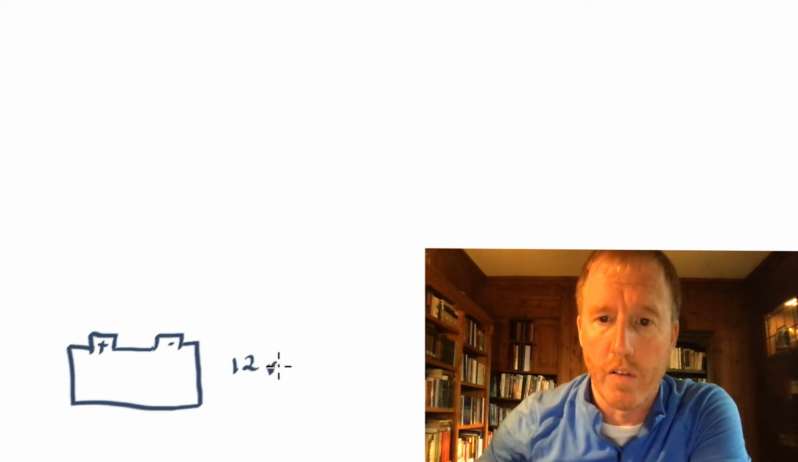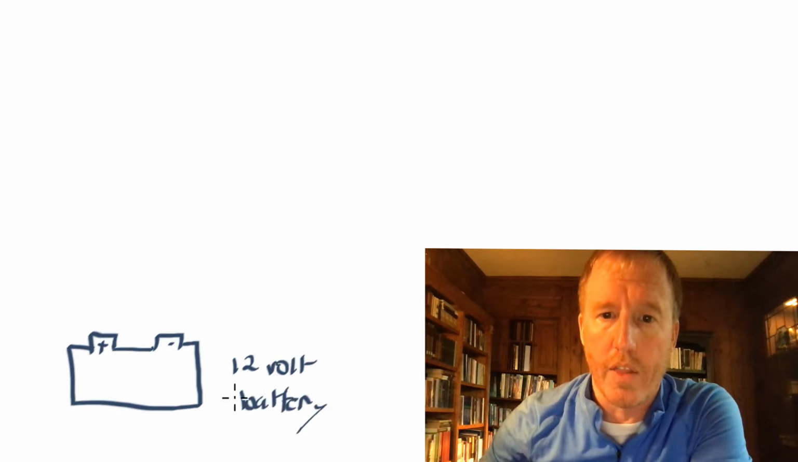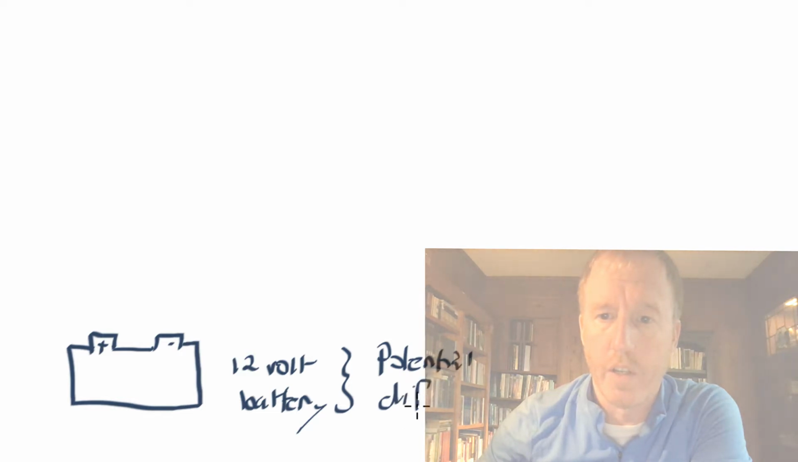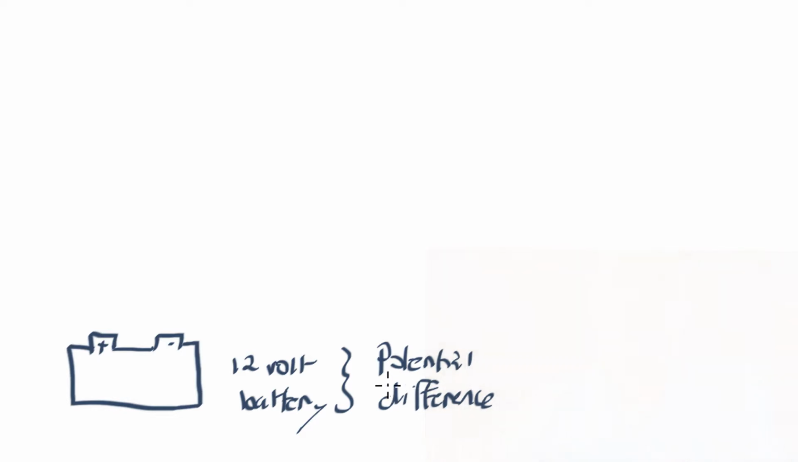Let me draw a battery right here with a positive terminal. This is a voltaic battery. If it helps you, just think about a car battery. And let's suppose this is a 12-volt battery. What that means is that there's a potential difference of 12 volts. Remember, potential difference is measured in volts, so sometimes we'll call potential difference voltage. That's the difference in electric potential between these two terminals.